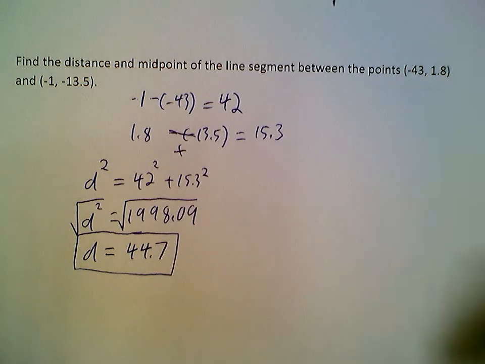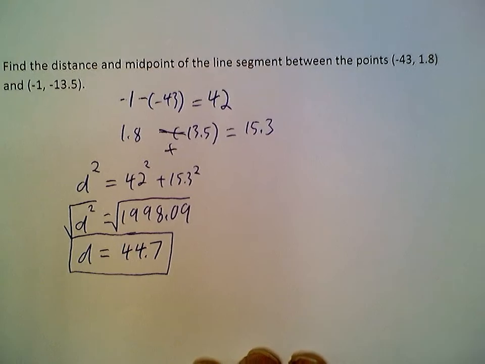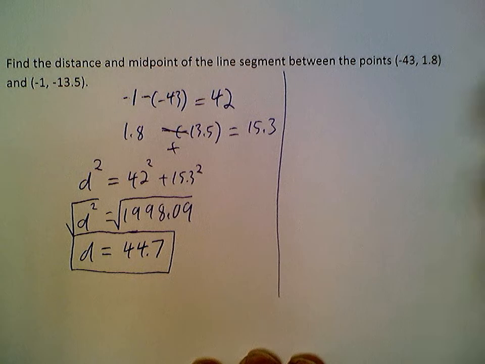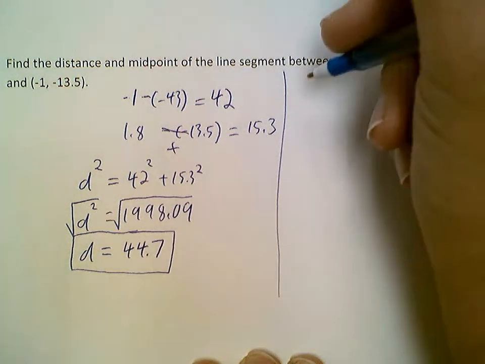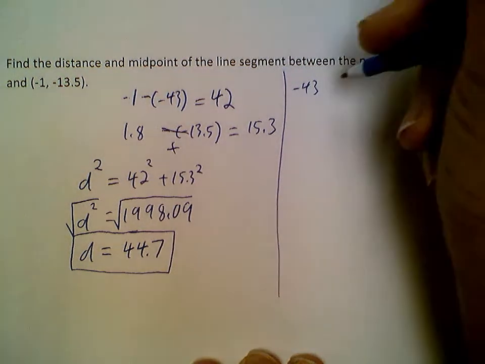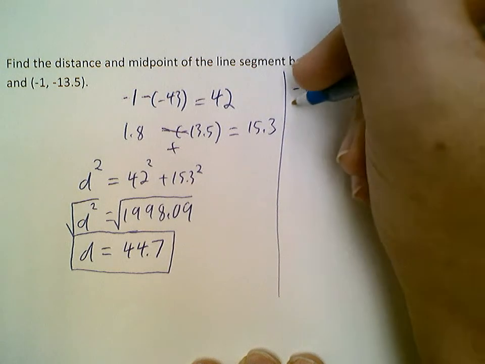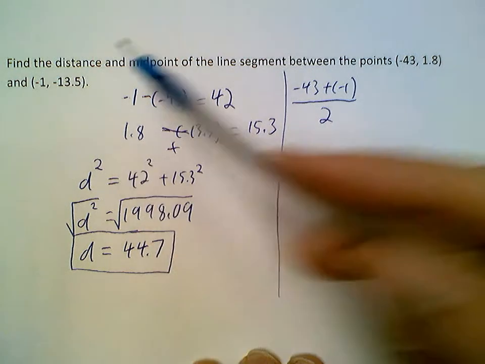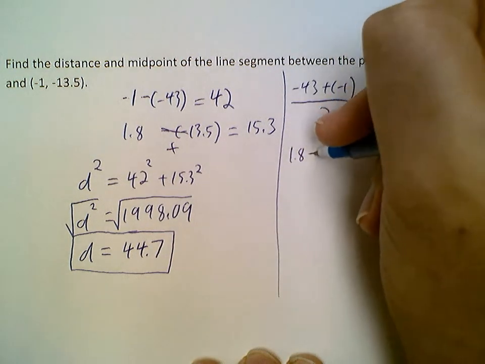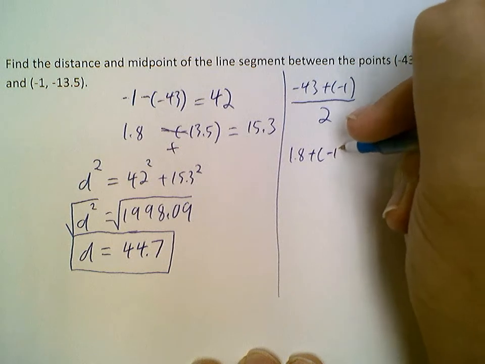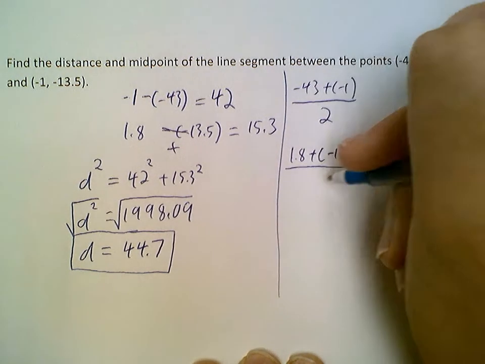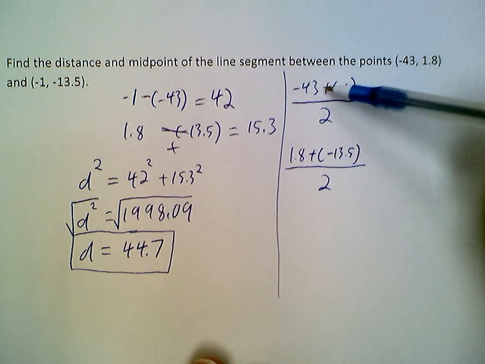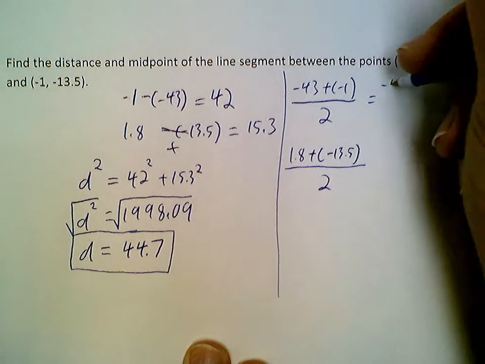All right, now to find the midpoint, I'm going to use the same strategy I did before, which is I'm going to just find the average of the x-coordinates and the average of the y-coordinates. So for the average, you're going to add up the two x-coordinates and divide by 2. So I'm going to take negative 43 plus negative 1 divided by 2. And the average of the y-coordinates, 1.8 plus negative 13.5 divided by 2.